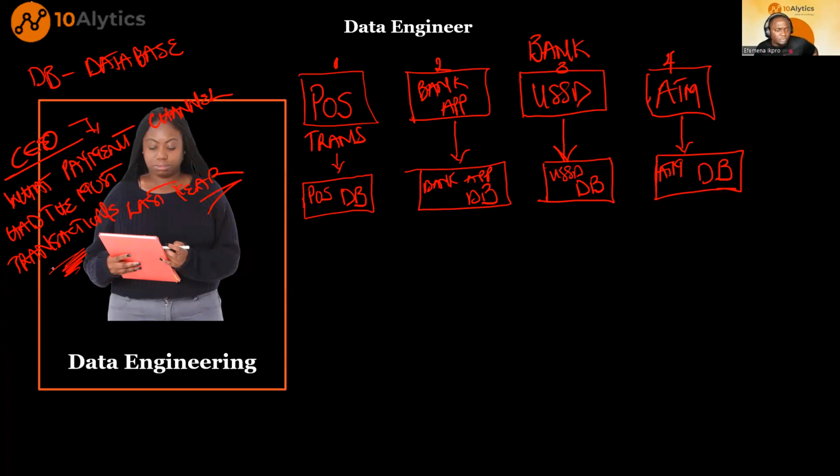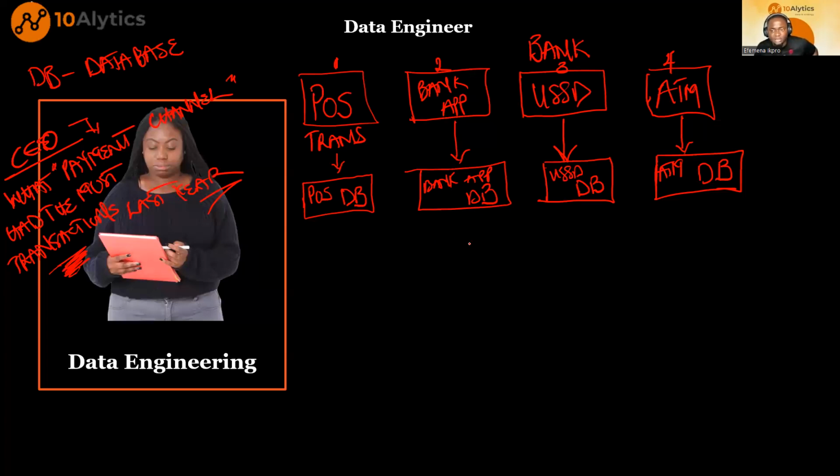Now, in order for the data analyst or the data scientist to answer this question, they will need to look at all the data from all four platforms: POS, bank app, USSD, ATM. It's not efficient to look at them one after the other, POS first, then bank app, then USSD.